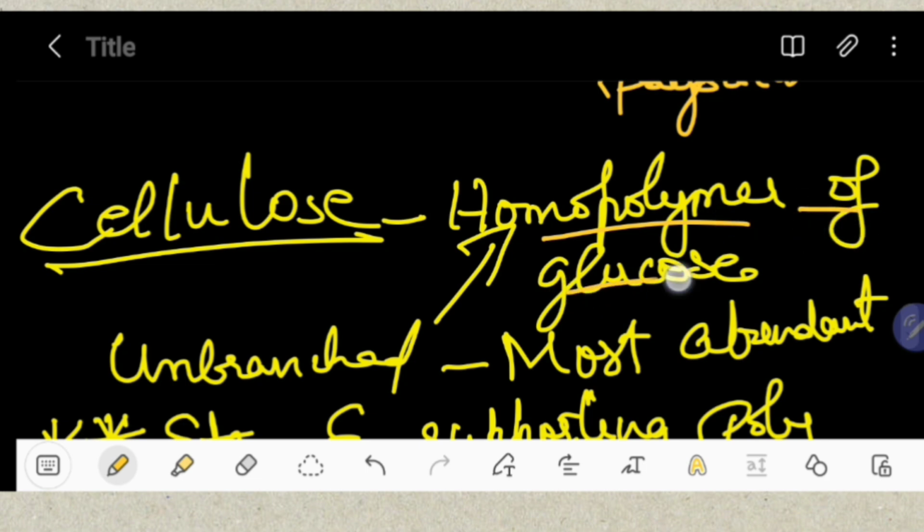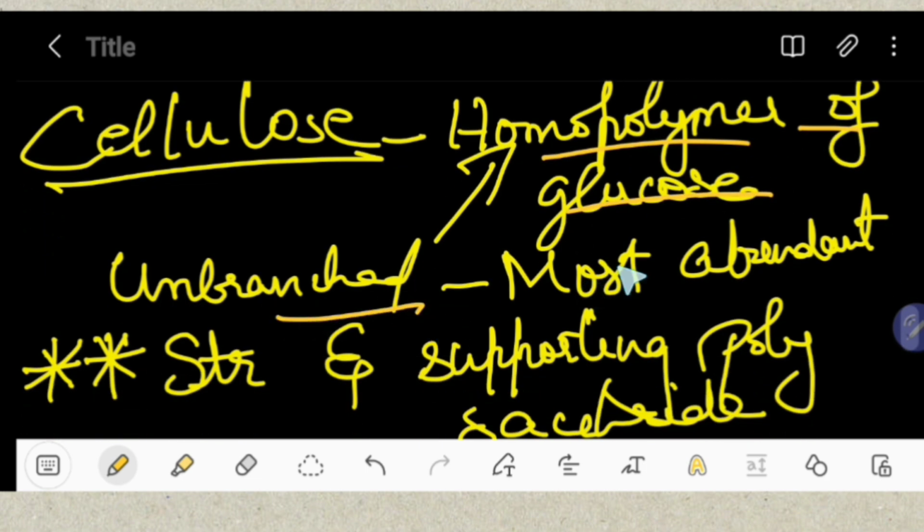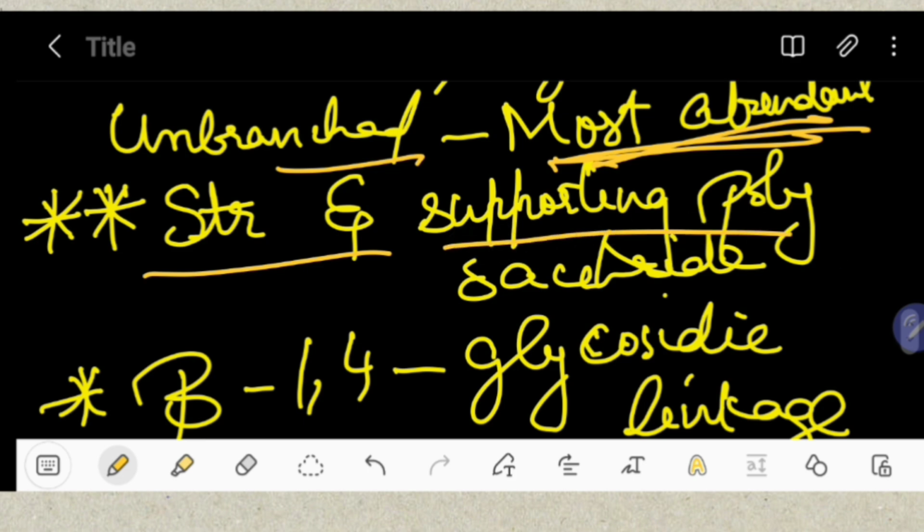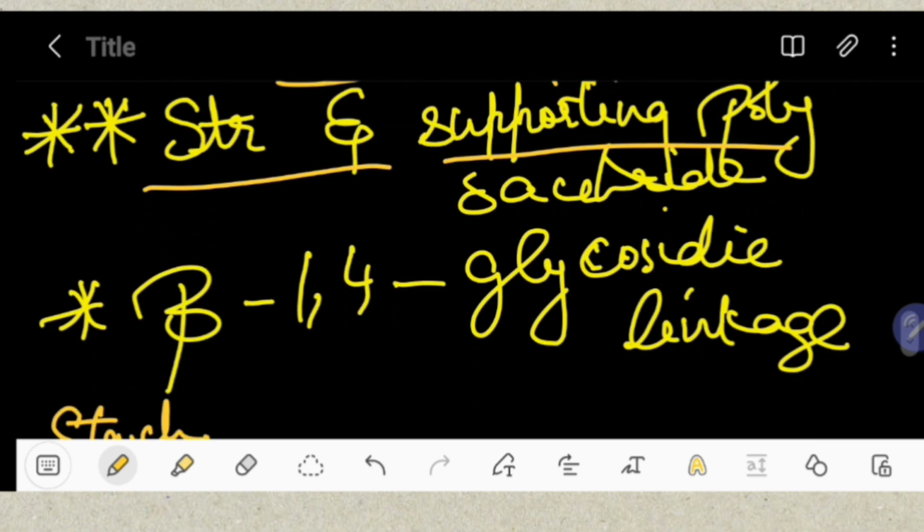Cellulose is a homopolymer of glucose, unbranched, most abundant. I'm just revising it, okay? Unbranched homopolymer of glucose is cellulose. It is the most abundant polysaccharide, and it is a structural and supporting polysaccharide, and the linkage is beta 1,4 glycosidic linkage. It is seen between C1 and C4 carbon of beta glucose. Now you have alpha 1,4 glycosidic linkage, that is for maltose.